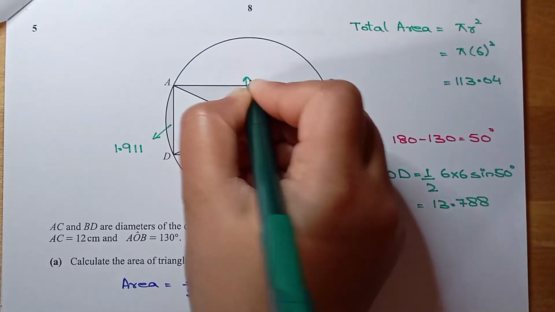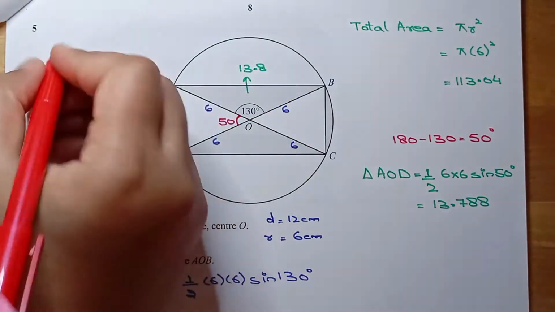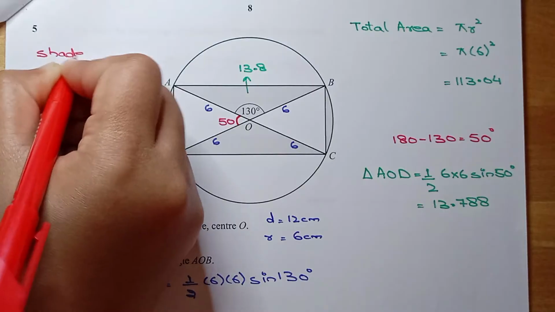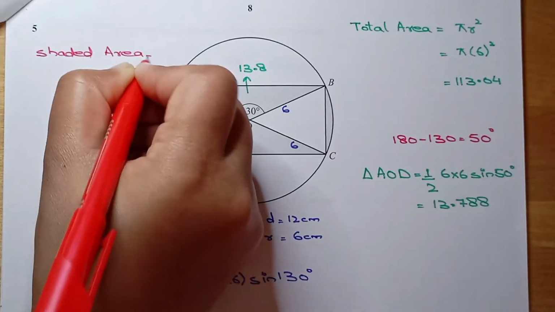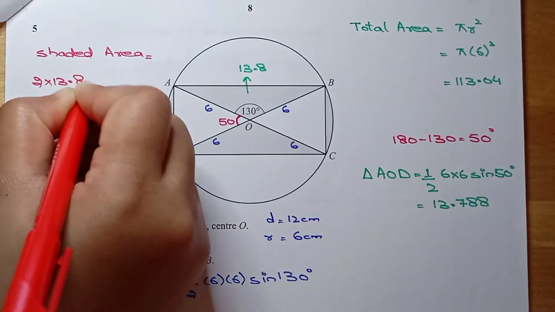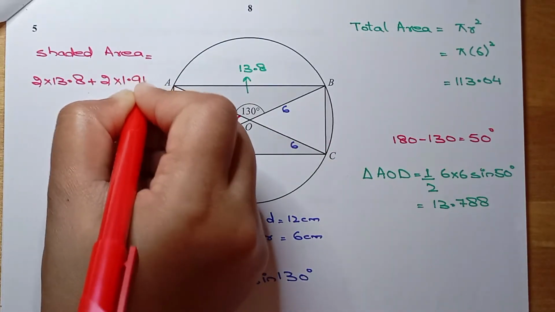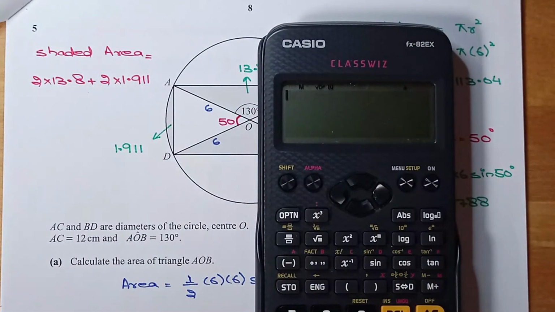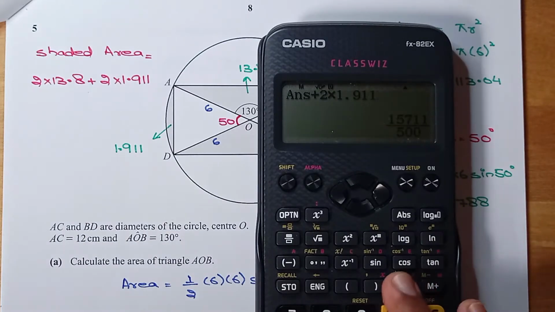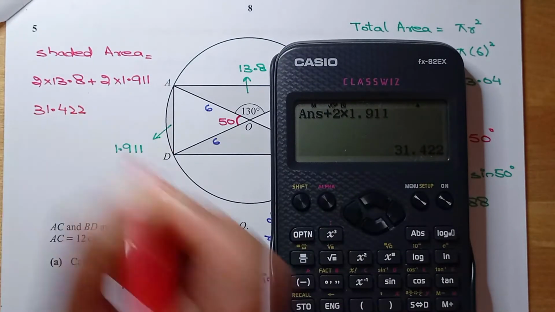Okay, so this area is 13.8. Now let me find the shaded area. For the shaded area, we have 13.8 twice, so 2 times 13.8, and we have these two areas, so add 2 times 1.911. So 2 times 13.8 plus 2 times 1.911 is 31.422. That is the shaded area, right?